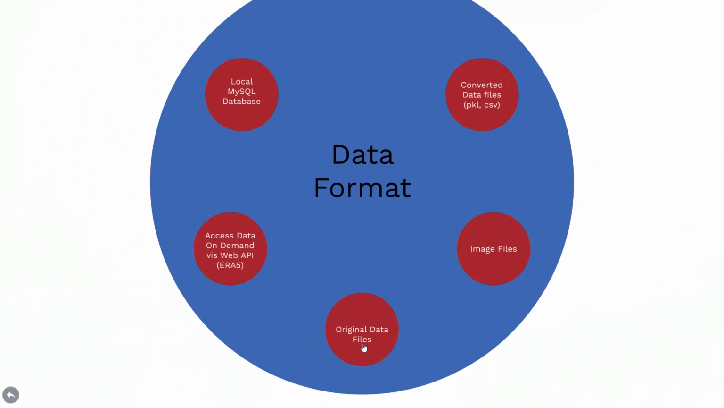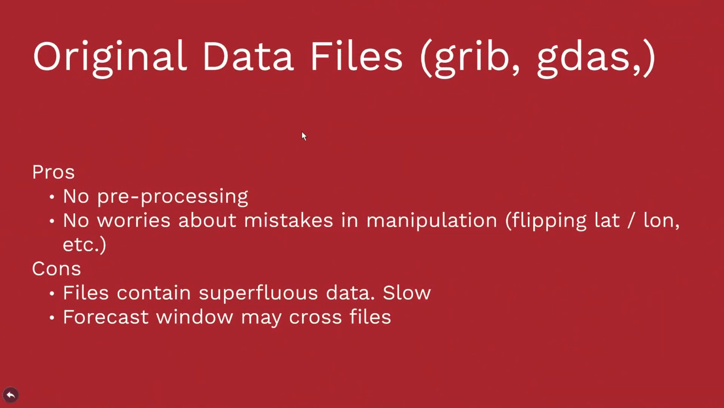Okay, so the other option is you can obviously just leave these files alone, the GRIB and the GDAS files, saved on your hard drive and try to access them. But as I was getting at before, these files contain a lot of data we don't need, and you're going to spend a lot of time opening them, because you're reading data that you don't need. So I wouldn't recommend doing this. Don't do that.